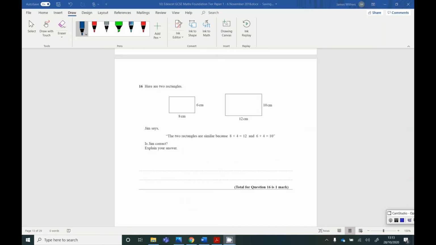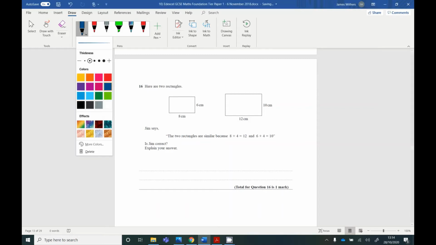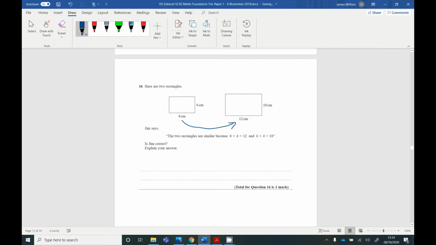Jim is not right. The two rectangles are not similar because you add on 4 each time. To work out if a shape is a similar shape, you have to multiply the sides or divide the sides. So here, for example, how do we get from 8 to 12? Well, we would be multiplying by 1.5. 12 divided by 8 is 1.5. So similarly, if you were trying to work out whether this side was similar, you would do 6 times 1.5, which would be 9, not 10.